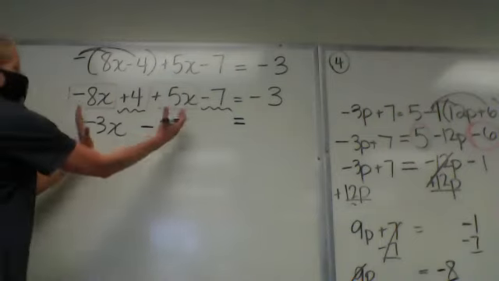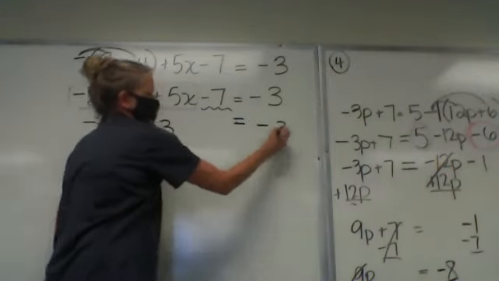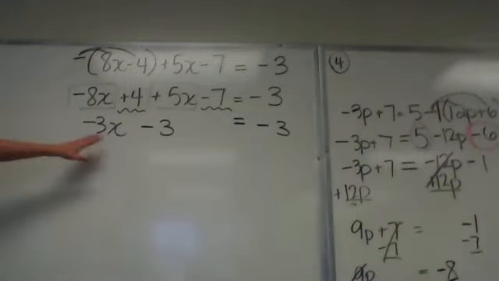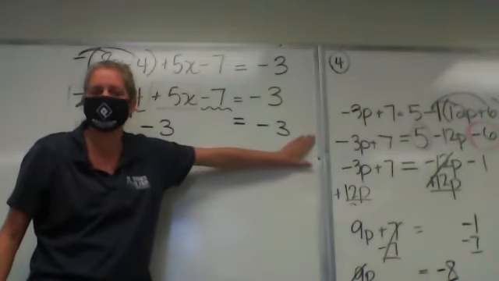So look how much simplified this is. What's over on the right still? Still just -3. So now look what you have on the left. It's very cleaned up now. I only have x's on this side. I don't even have any x's over here, so I don't even have to worry about that step.